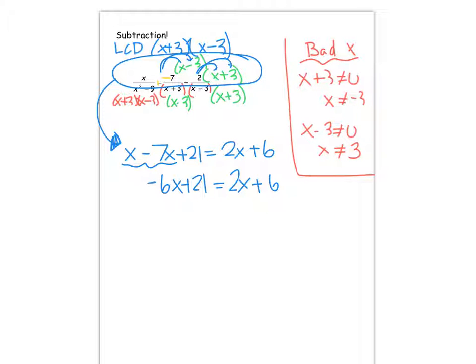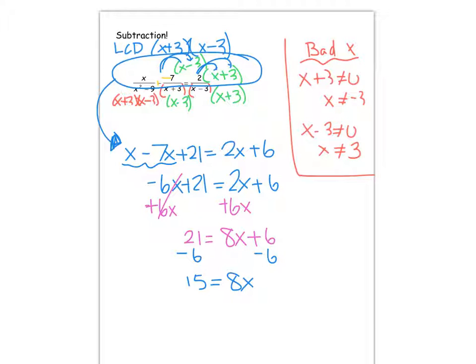Again, I have x's on both sides. You won't always have x's on both sides, but a lot of times you do. I will add 6x so that these cancel off. I'll have 21 equals 8x plus 6. And now I need to work backwards. So I subtract 6. 15 equals 8x.